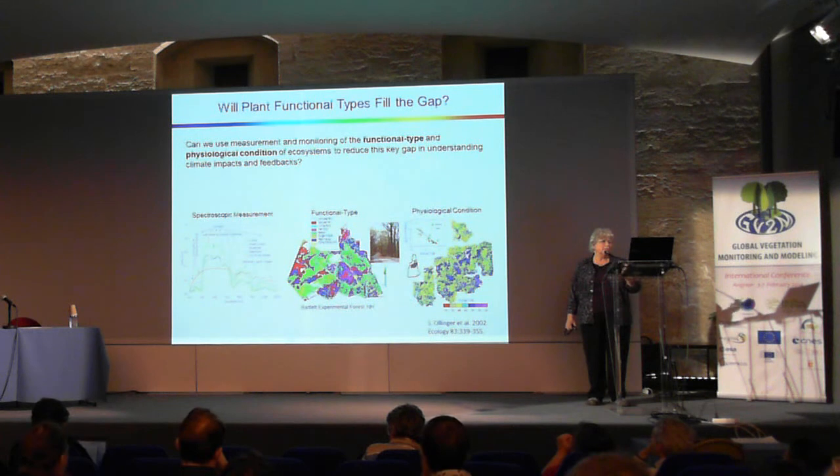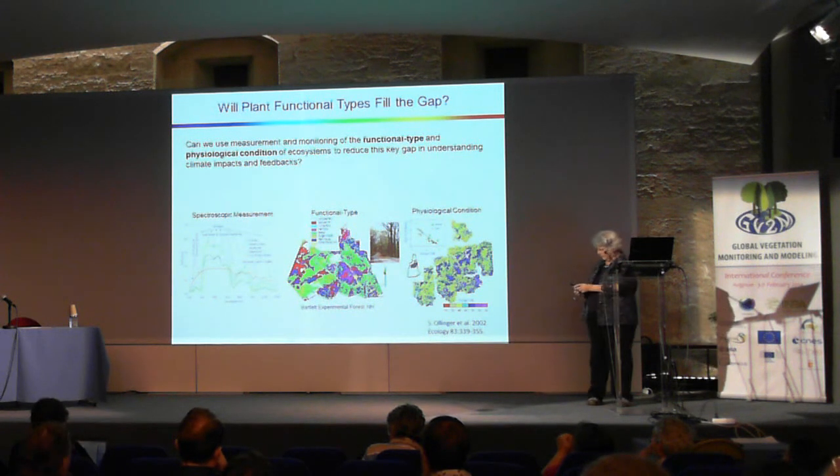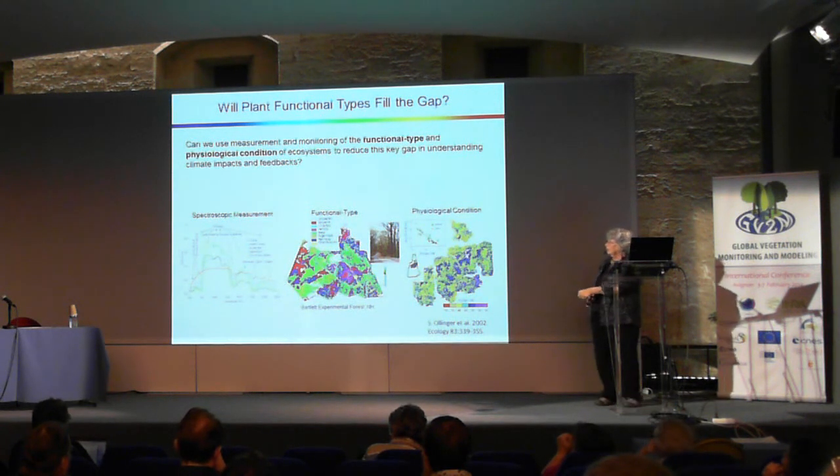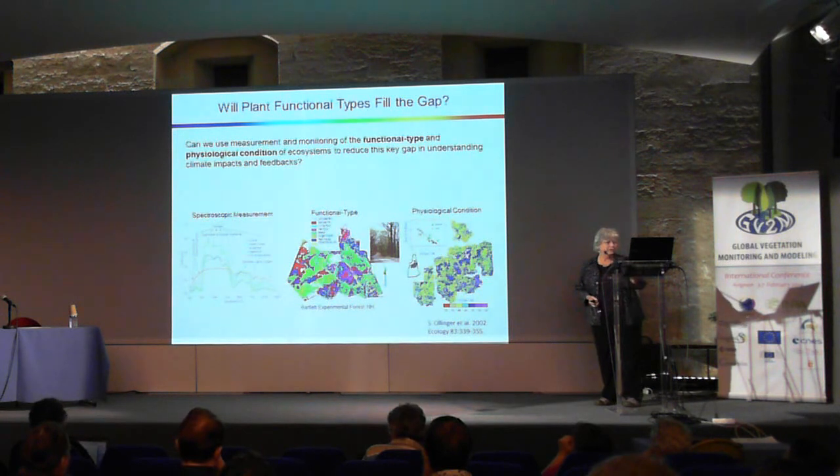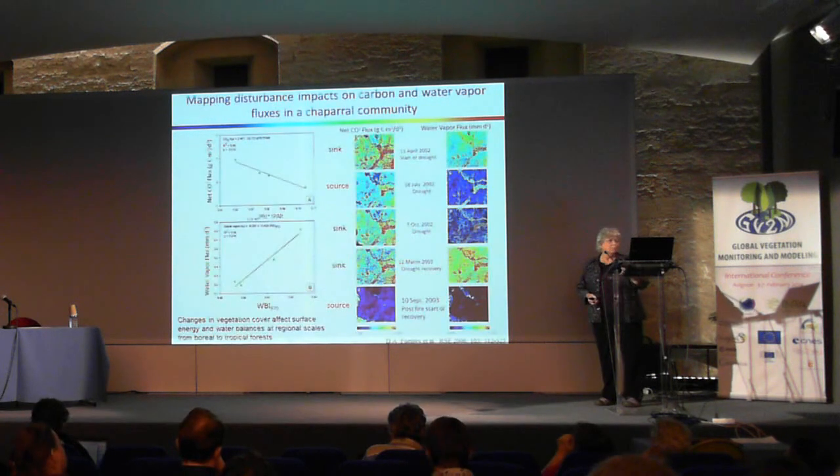And here I show an example of making the spectral measurements. Let's see if this thing works. On the left, we classified this landscape into different functional types, and then applied a relationship to, in this case, nitrogen, to look at different physiological conditions.